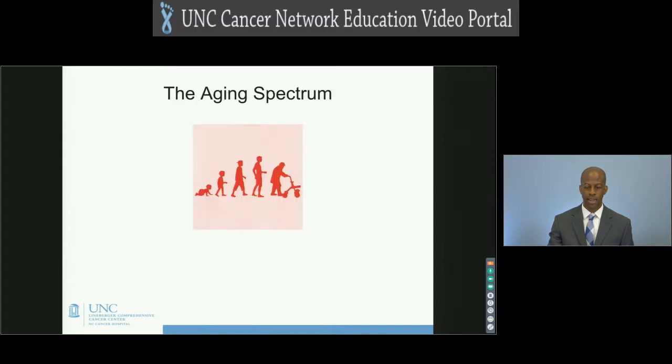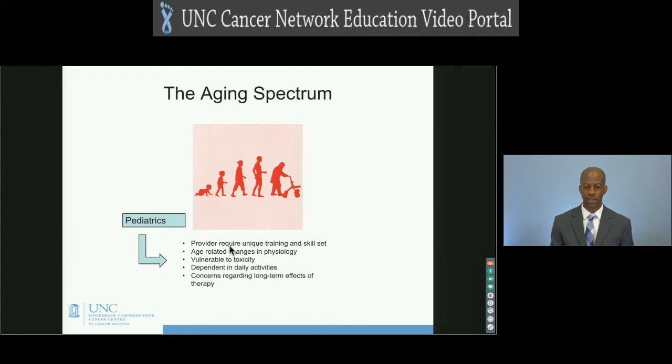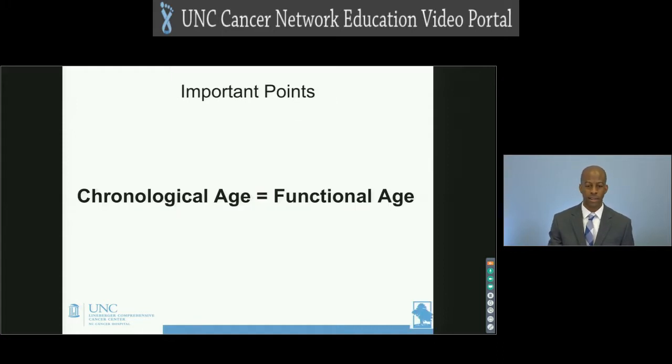And so, again, along the aging spectrum, the pediatricians have recognized long before we did that these patients require unique providers with unique training and skill sets, that their patients have age-related changes in their physiology, that they're vulnerable to toxicities from the treatments that we prescribe, that they have dependencies in their activities of daily living, and then there are concerns about the long-term side effects of the therapy, like neuropathy, that some patients can get when they have chemotherapy and so forth. And I would be willing to challenge anyone to tell me how that's any different in the geriatric population in 2017. So one important point here is that in older adults, chronological age is frequently not equivalent to functional age.